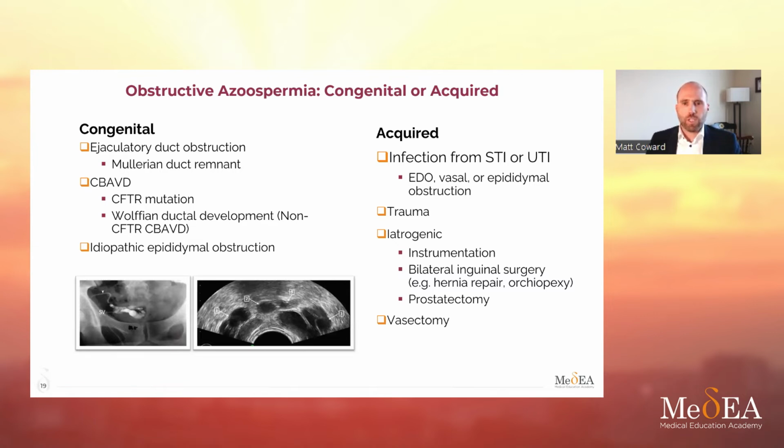And then there are iatrogenic causes such as from instrumentation, such as from prior cystoscopic or ureteroscopic endoscopic urological procedures. Then there's bilateral inguinal surgery, such as hernia repair, orchidopexy, as well as prostatectomy. And then lastly, the most common acquired cause of obstructive azoospermia would be elective vasectomy.